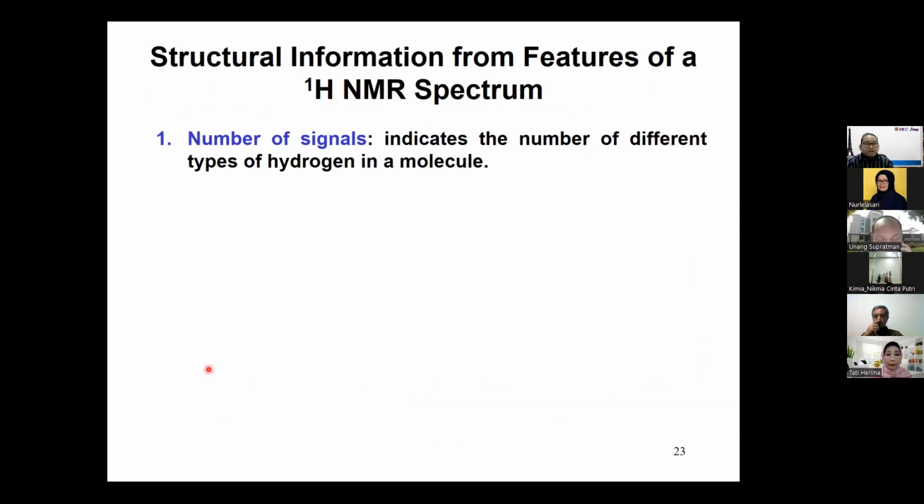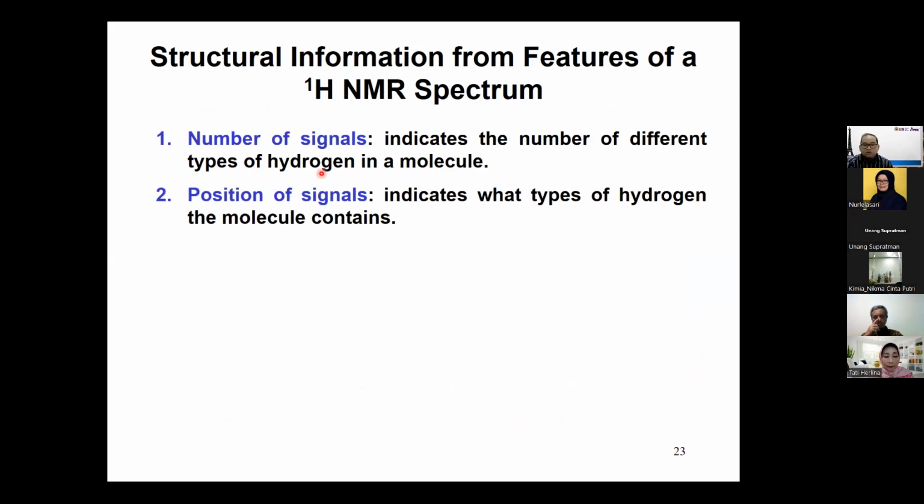So for the information in NMR, there are 4 pieces of information we can get. The first one is the number of signals, which indicates the number of different types of hydrogen in the molecule. The second one, the position of the signals, indicates the types of hydrogen the molecule contains. If they have a heteroatom, they are shifted to the left. For example, CH3 signals are different from OCH3 signals.